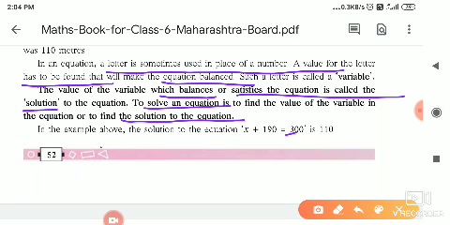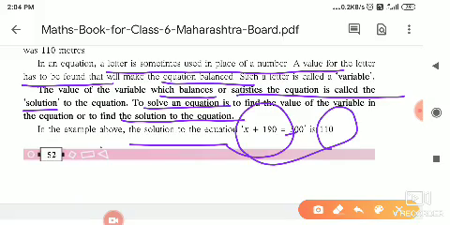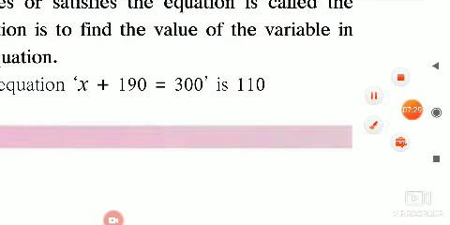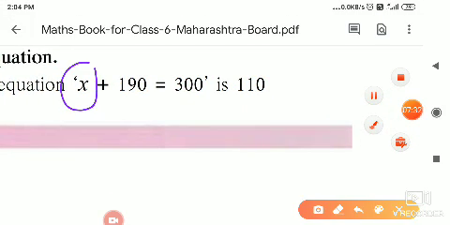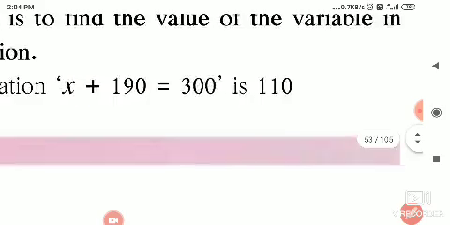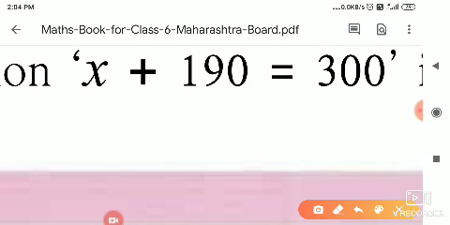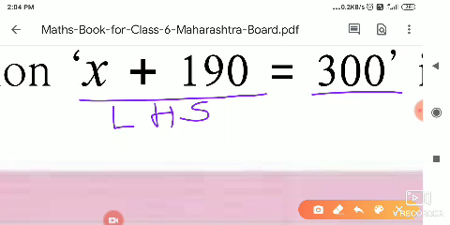So here an example is given: solution of the equation x plus 190 is equal to 110. Okay. And one thing I have told you is that whenever we are solving an equation, we have to find out the value of the variable, which is the letter. Suppose we take this equation: x plus 190 equals 300. In this equation, the left side is the equation's left hand side, and the right side is the equation's right hand side.